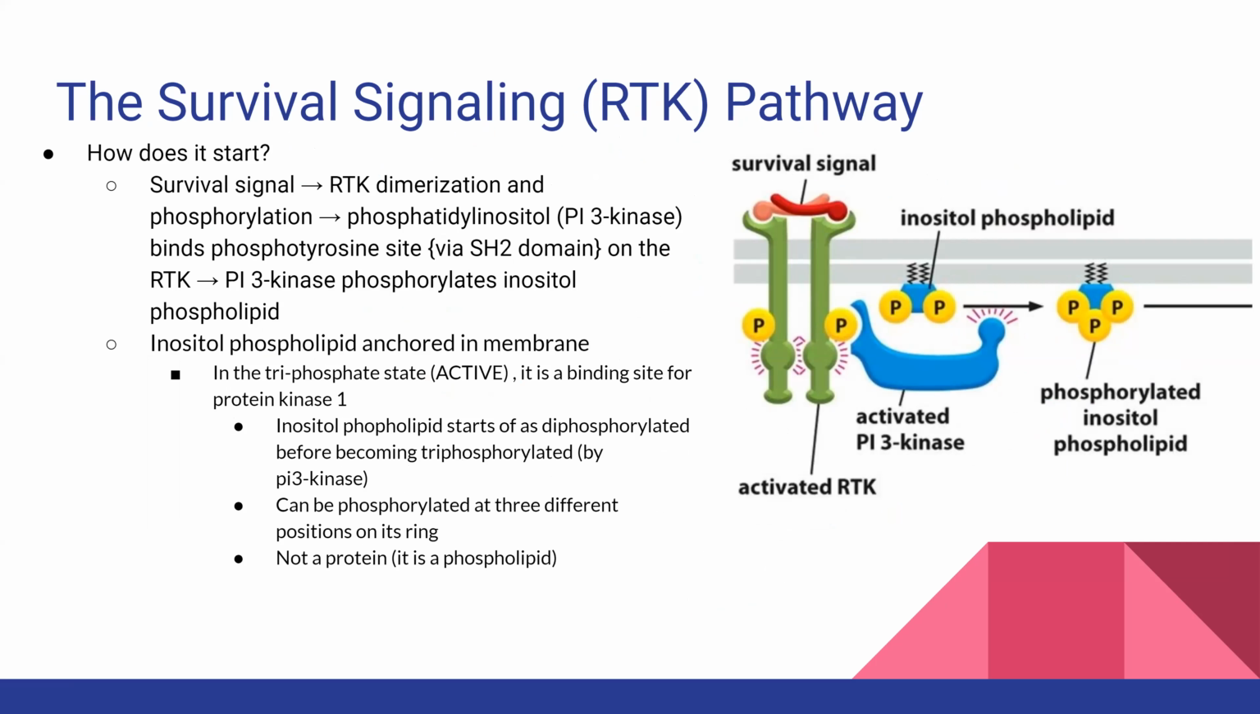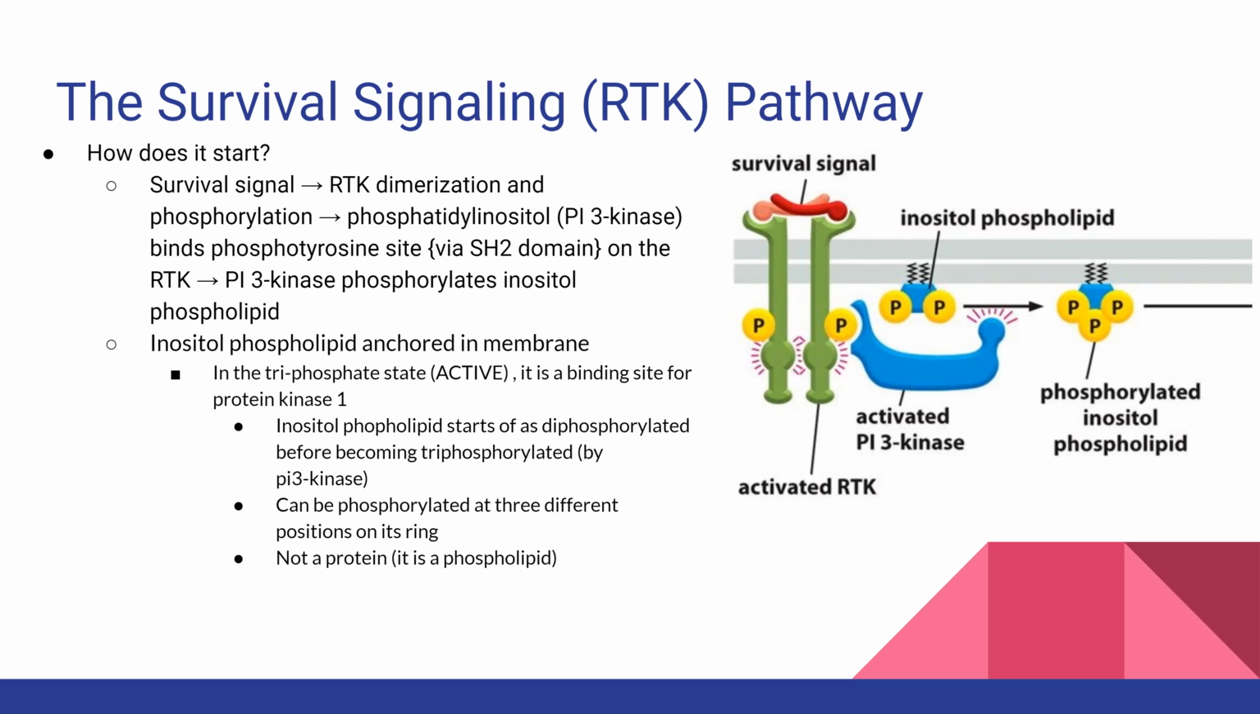Okay, so the survival signaling pathway. Normally these pathways start with RTK. So the first thing that would occur is you have your survival signal, which will bind to the RTK, and that will cause the RTK monomers to dimerize, which means they will come together, and then they will autophosphorylate each other at the phosphorylated tyrosines that are inside the tyrosine kinase domains of the RTKs. So once that happens, your RTK becomes activated.